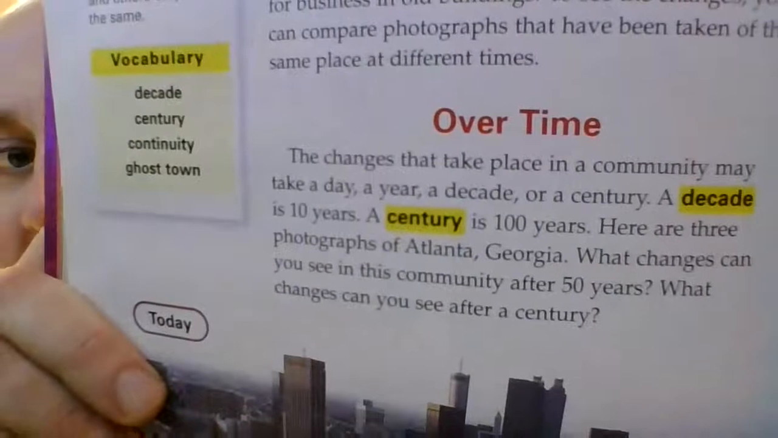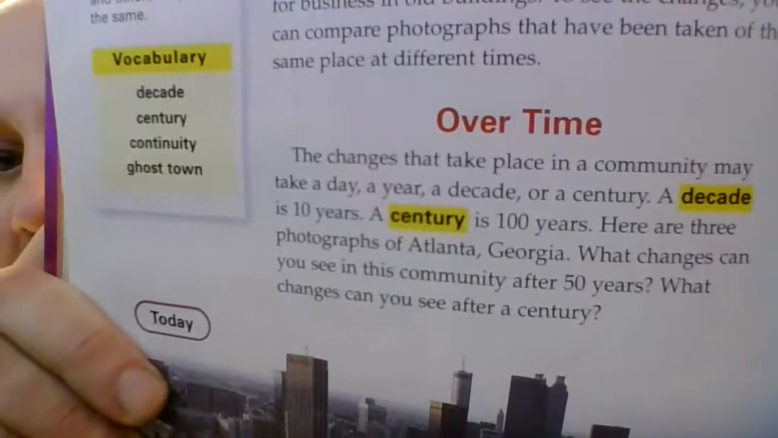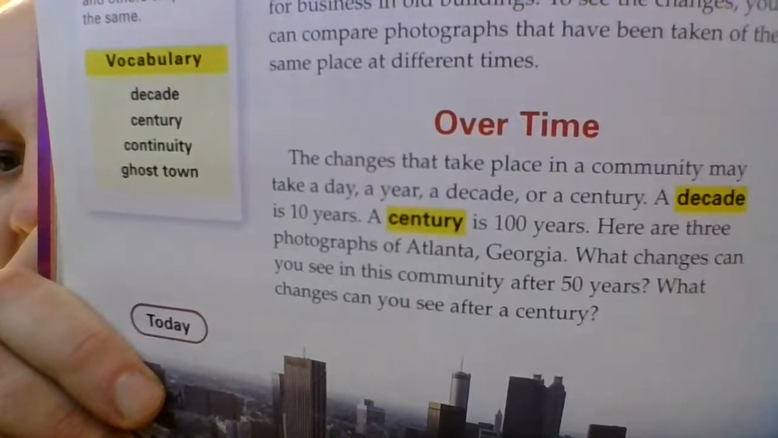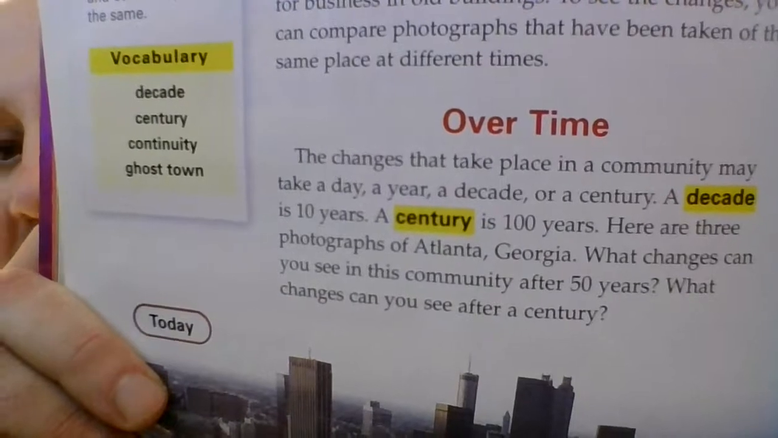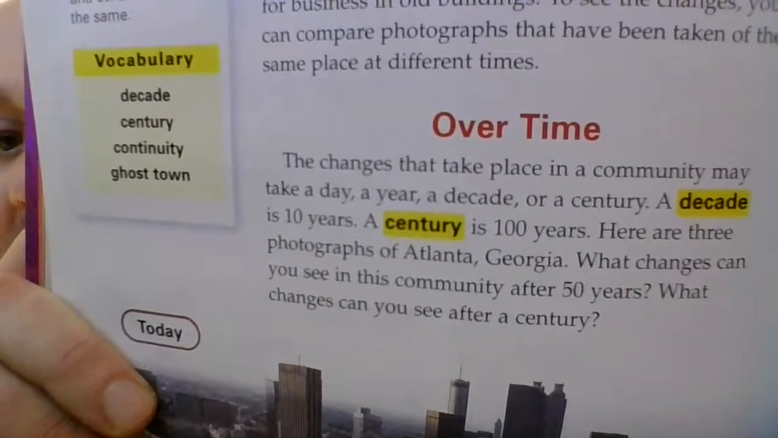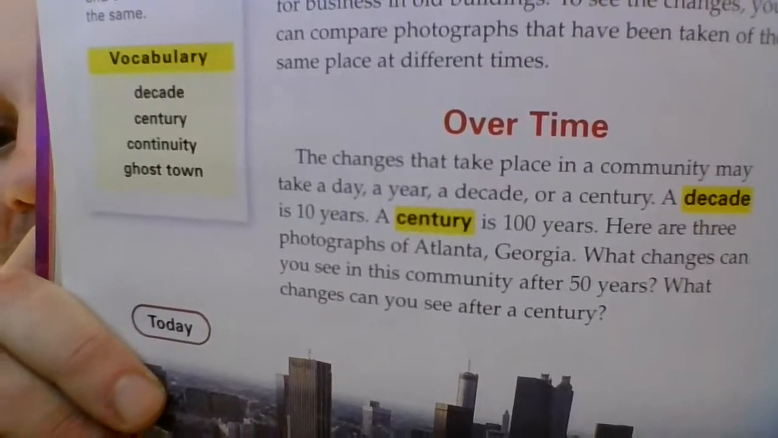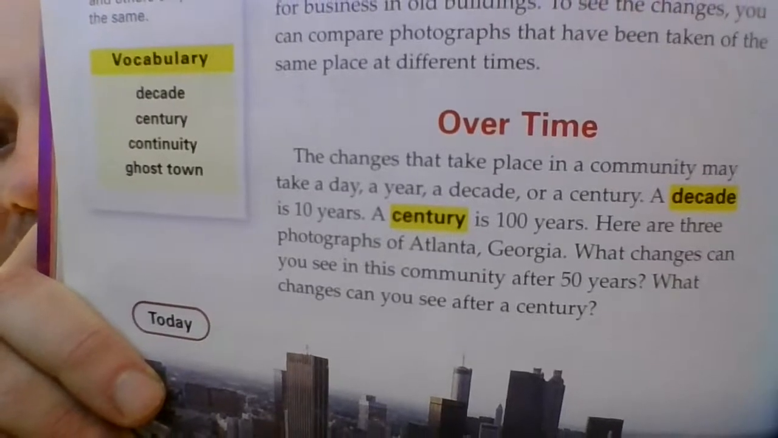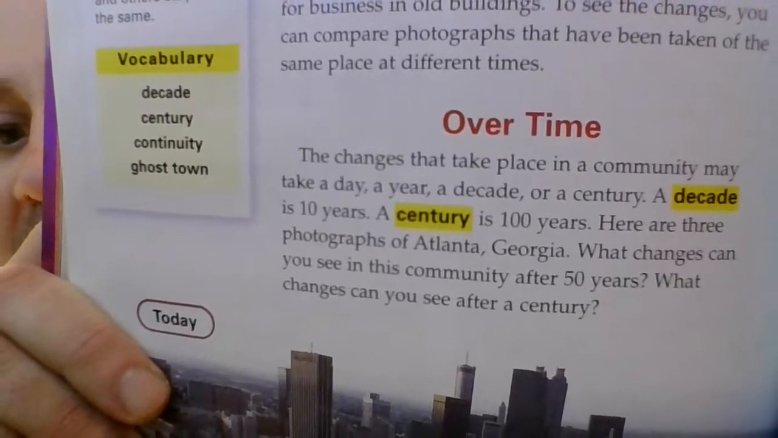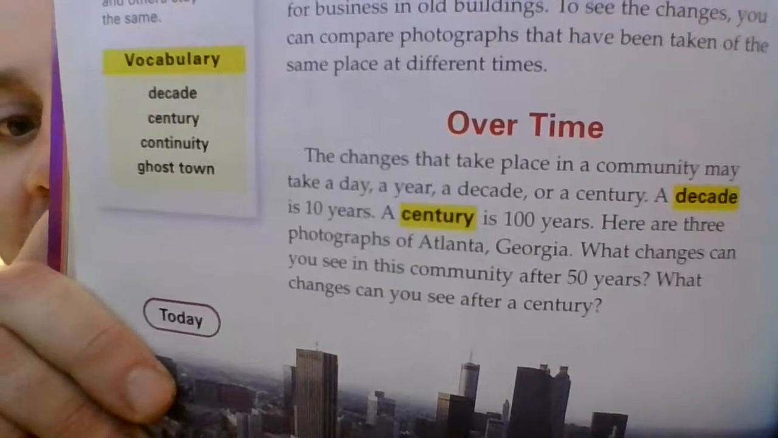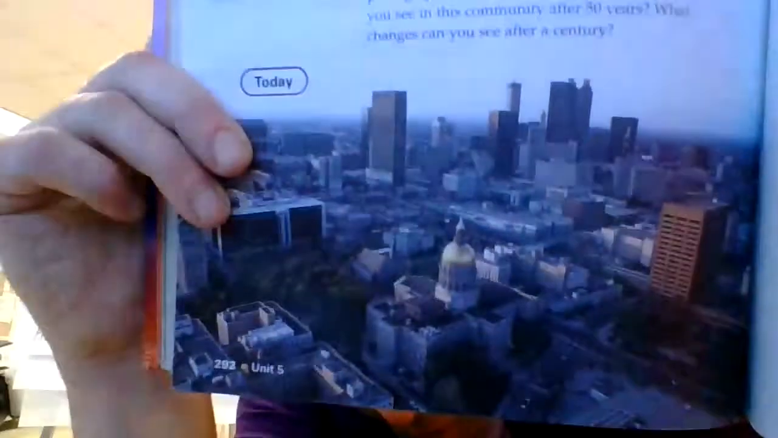Over time, the changes that take place in a community may take a day, a year, a decade, or a century. A decade is 10 years. A century is 100 years. Here are the 3 photographs of Atlanta, Georgia. What changes can you see in the community after 50 years? What changes can you see after a century?